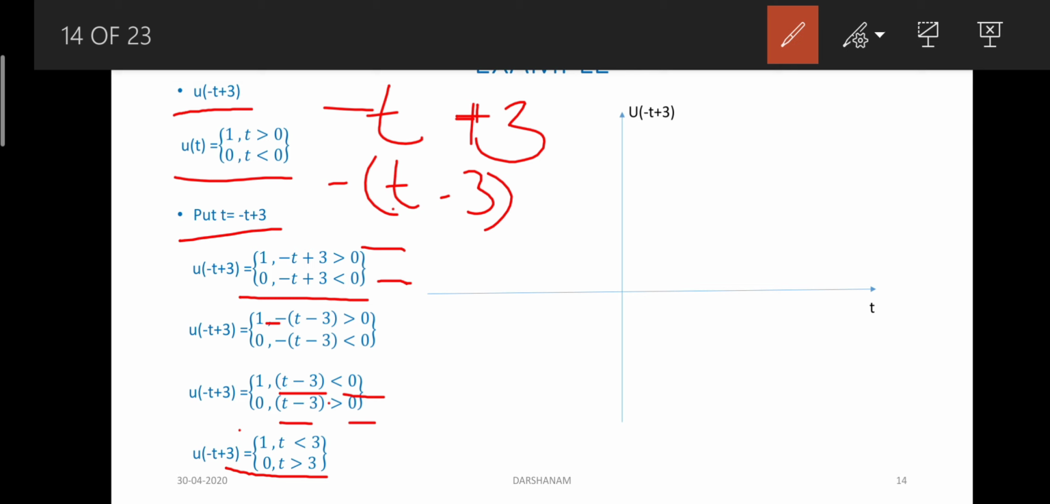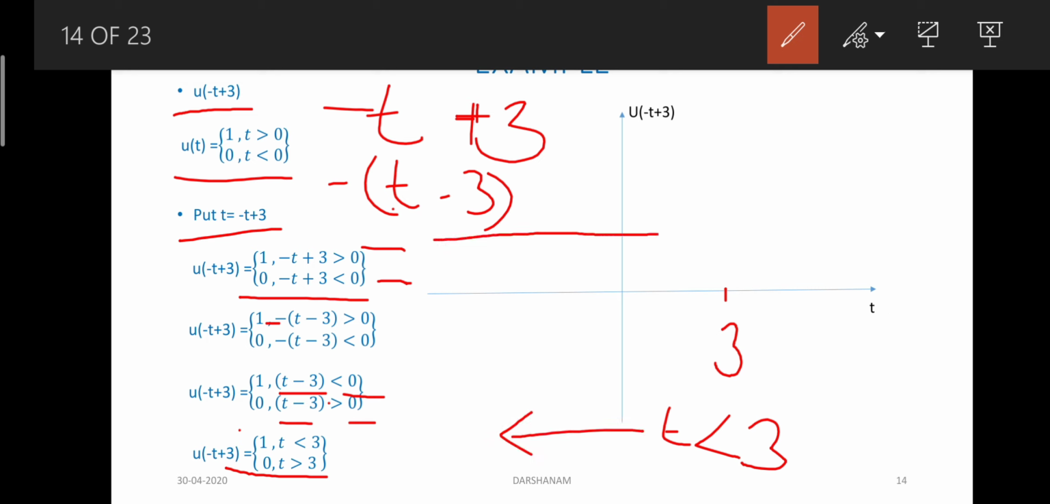than 3. So if here we note the value as 3, u of t is equal to 1 for t less than 3. That is, the less than 3 part is here. So here it is 1 for t less than 3, and after that it is 0 for t greater than 3. The graph will be like this.